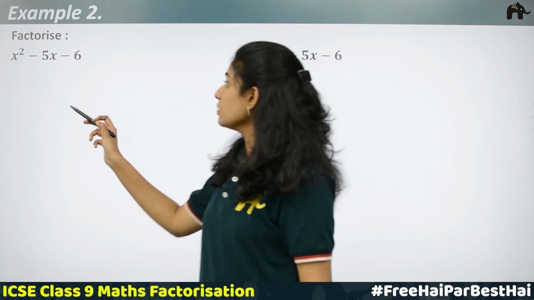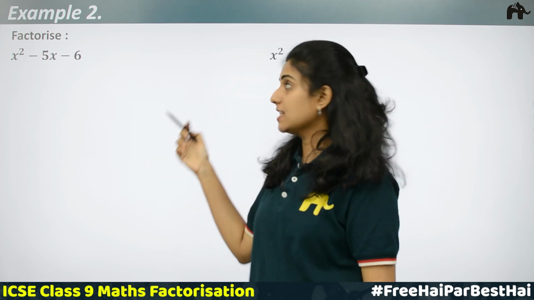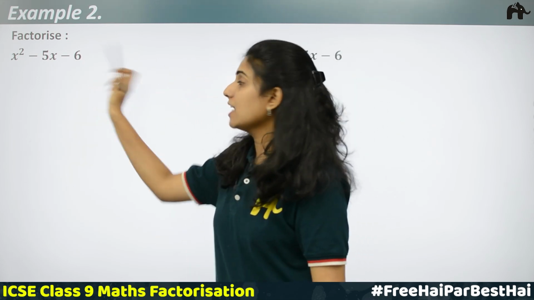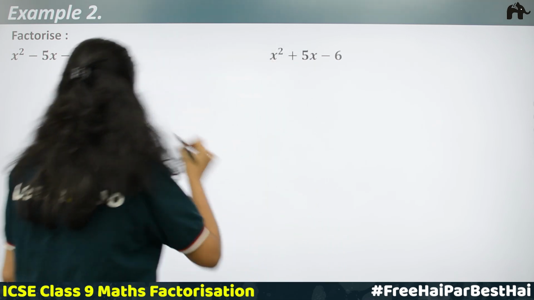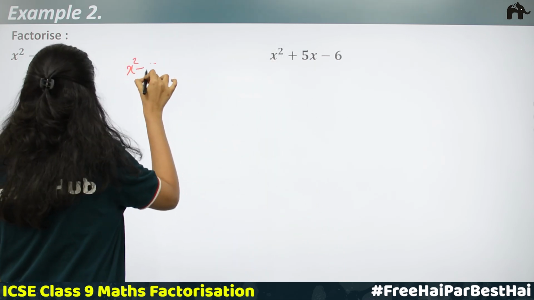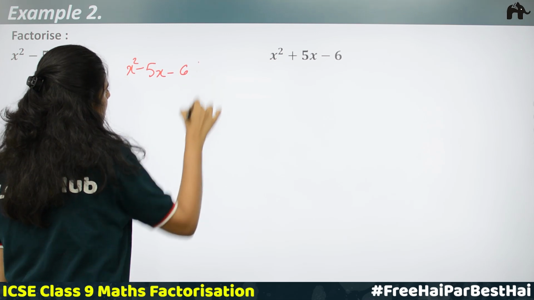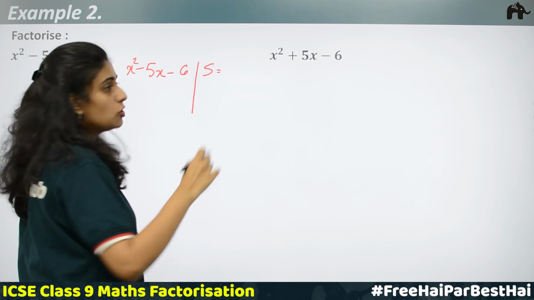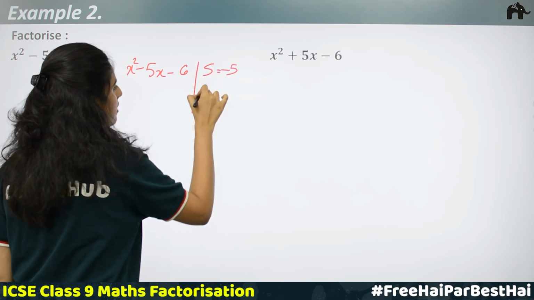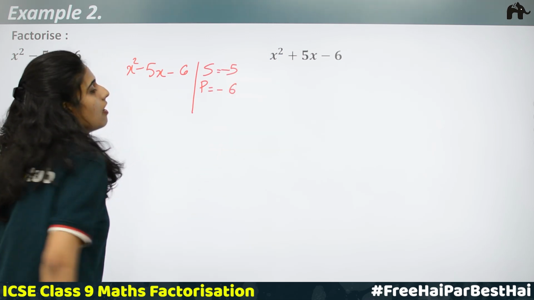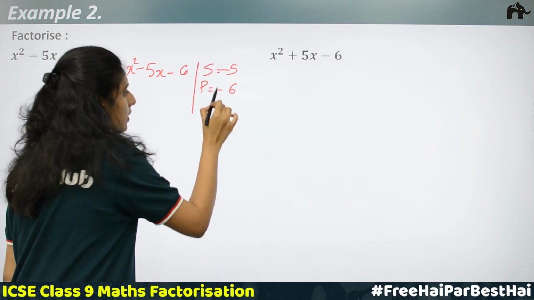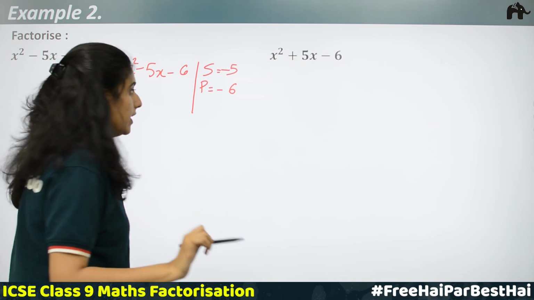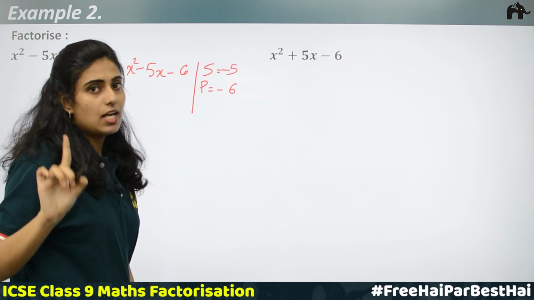Next example, x square minus 5x minus 6. So here b is negative and c is also negative. Now what is the sum? X square minus 5x minus 6. What is the sum here? Here sum should be equal to minus 5 and product should be equal to minus 6. Okay, when do we get product negative? Product will be negative when any one of the number is negative.